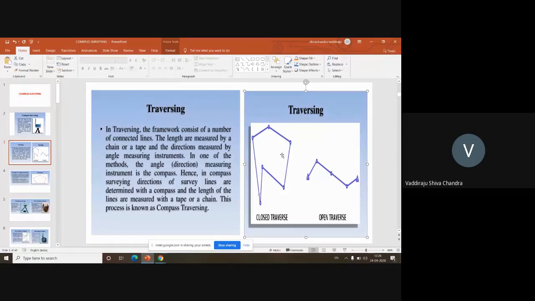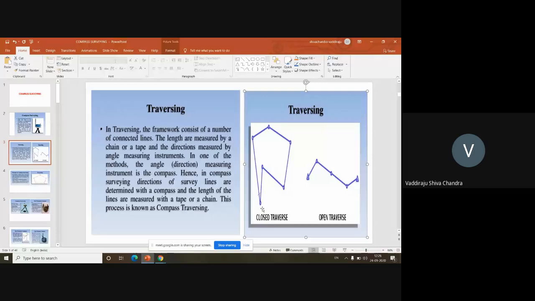Okay, so this is called a closed traverse, where the starting point of the survey and the ending point of the survey should coincide. If they coincide, then it's a clear indication that whatever work you have done as part of this compass survey in the field is 100% accurate. But what are the possibilities? Can we get 100% closed traverses in the field?